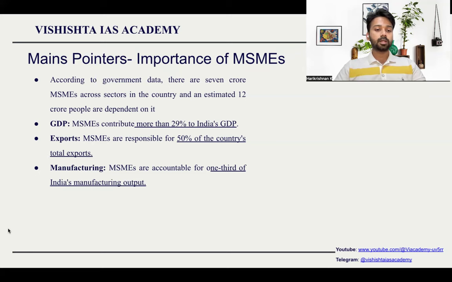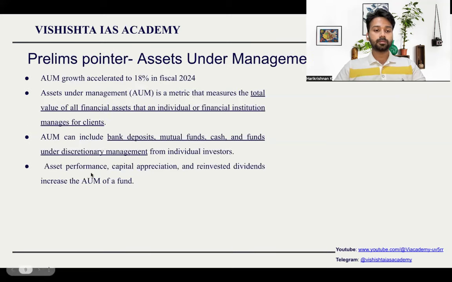Now going to the prelims pointer of the day, assets under management. Any economy related term is very important. Assets under management has been growing at 18% in the fiscal year 2024. So we need to know what exactly this term means. It's very simple, very easy. It is the total value of all financial assets maintained by an individual person or by a financial institution.